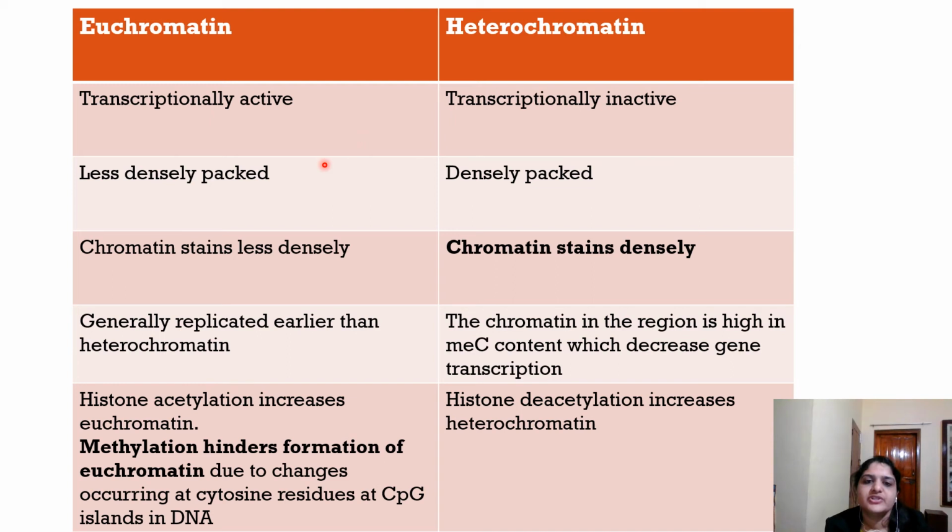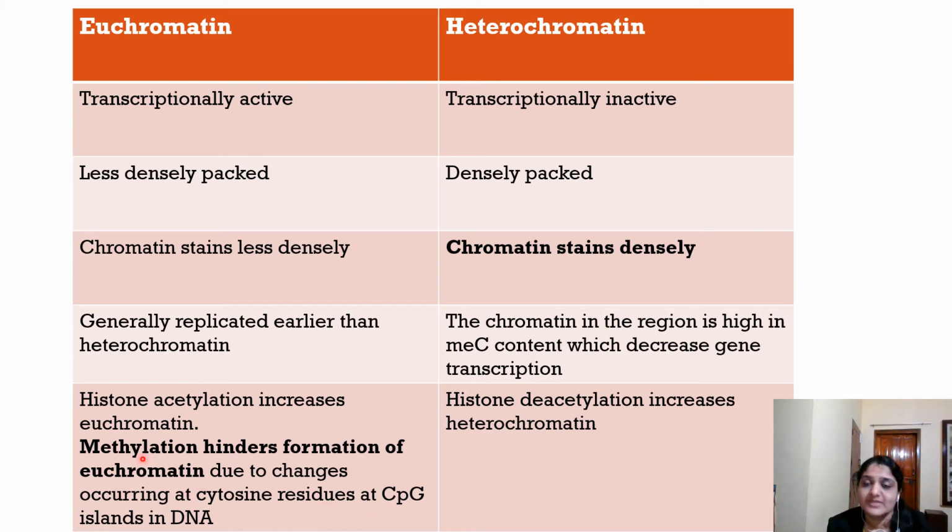So, a table differentiating euchromatin and heterochromatin. Euchromatin is transcriptionally active chromatin, less densely packed, and it stains less densely. It is generally replicated earlier than heterochromatin, and histone acetylation increases euchromatin. Methylation hinders formation of euchromatin due to changes occurring at cytosine residues at CpG islands in DNA.